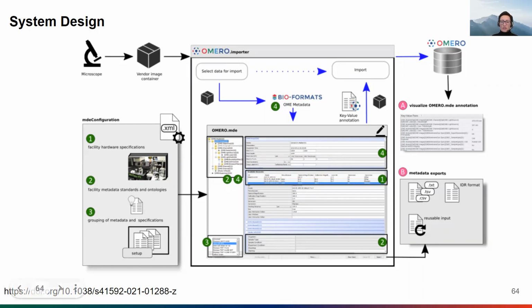In addition, the metadata could be exported directly from the MDE in other file formats like CSV, TSV, and text format, and also in an ISA-Tab format that IDR also uses for their metadata annotation.